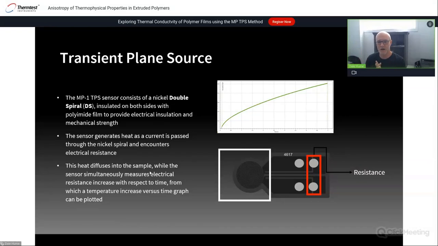There are a couple of key requirements once we've generated raw data, and that's to remove the contact resistance between the sensor and sample. On the MP1, that's automatically done. We characterize the contact resistance. That's very specific to the Thermtest MP1. And at the back end of the data, we make sure that we are not hitting any boundaries of the sample. That is one of the main assumptions of the transient plane source method: that the sample is semi-infinite.